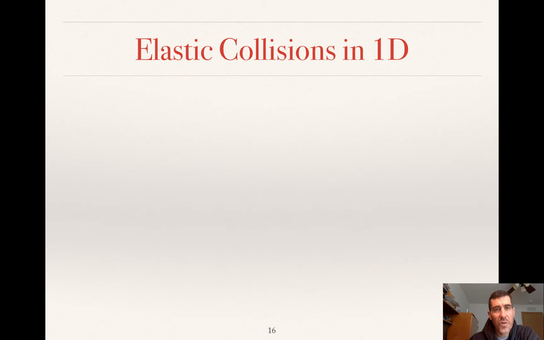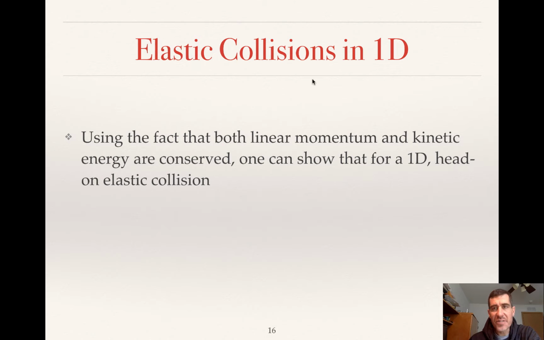Now, I'm not going to go through the whole derivation, but for elastic collisions in one dimension, you can use the fact that both linear momentum and kinetic energy are conserved. If you imagine two objects that are going to collide elastically, you've got one equation that describes the conservation of linear momentum: the linear momentum of object A plus object B before the collision equals the linear momentum of object A plus object B after the collision. And for kinetic energy: the kinetic energy of object A plus object B before the collision equals the kinetic energy of object A plus object B after the collision.